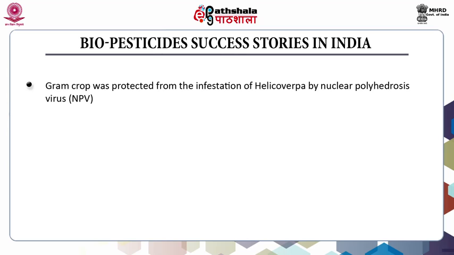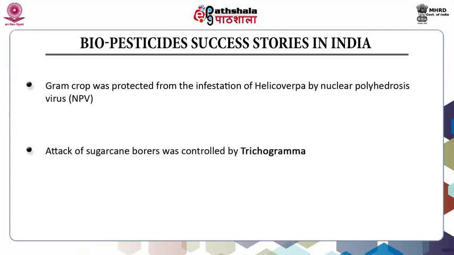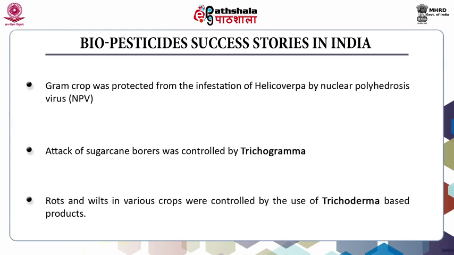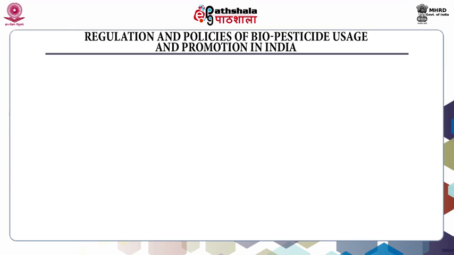Gram crops were protected from the infestation of Helicoverpa by NPV, that is nuclear polyhedrosis virus. Attack of sugarcane borers was controlled by trichogramma cards, and wilts in various crops were controlled by the use of trichoderma based products. Now, coming to the several regulations and policies of biopesticide usage and promotion in India.